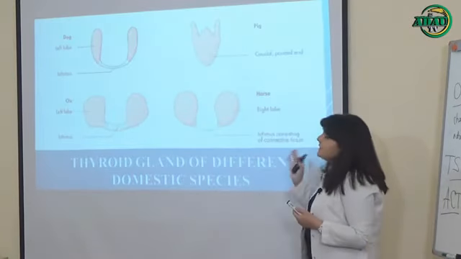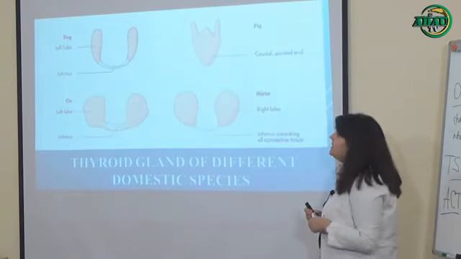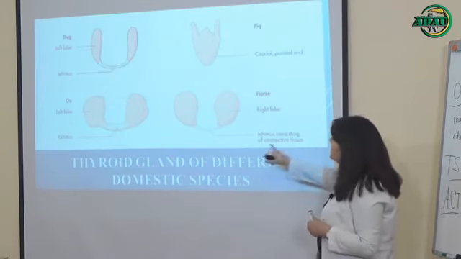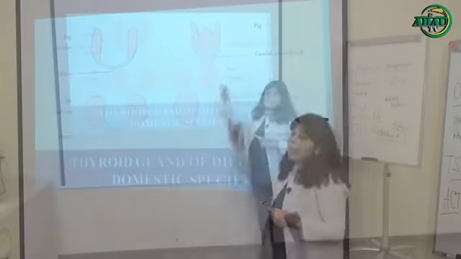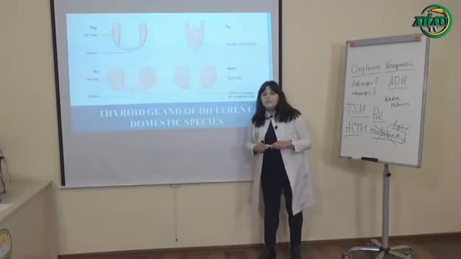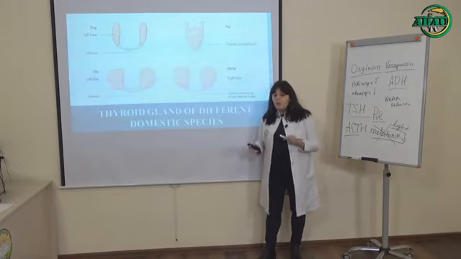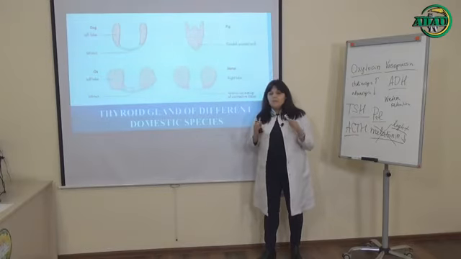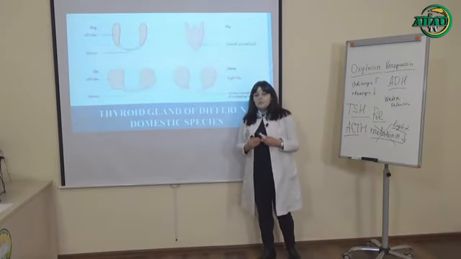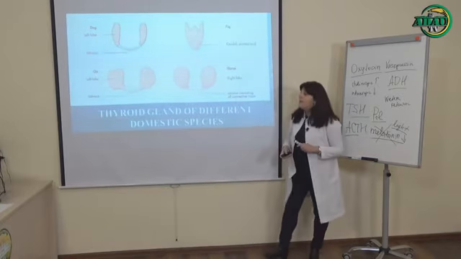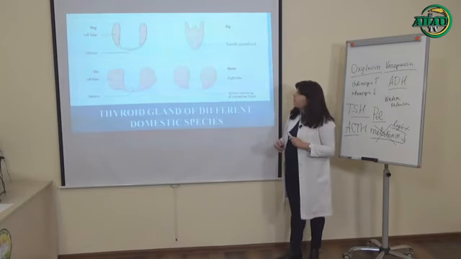Here you can see the schematic illustration of the thyroid glands in different animals. You can see that the isthmus is made of connective tissue here. You can see the thyroid gland of the pig. The thyroid gland of the pig has only one lobe. It is a difference. Remember that in all animals there are two lobes which are connected to each other by the isthmus, while in the pig there is only one lobe.